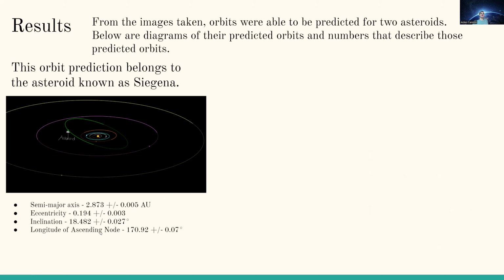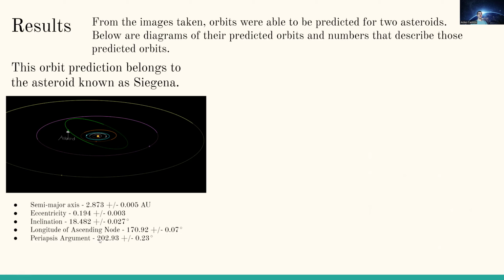The longitude of the ascending node is counterclockwise, assuming you are north in the solar system and looking down. The ascending node is the point where the object crosses from below the plane to above it, and you count that longitude in degrees counterclockwise from the first point of Aries. We got about 171 degrees for that.